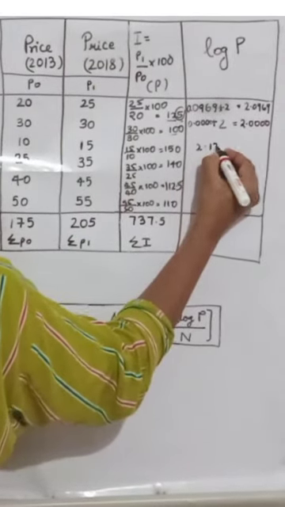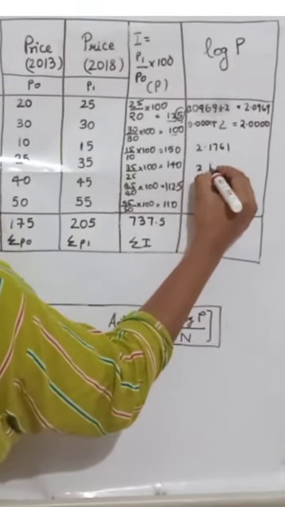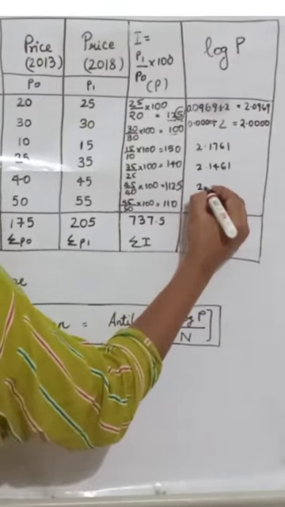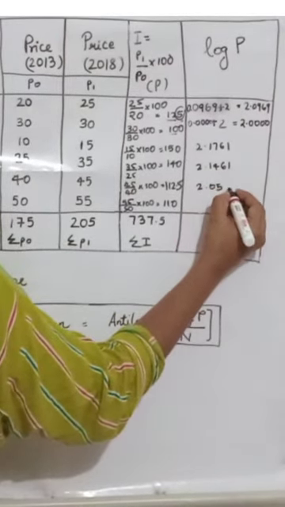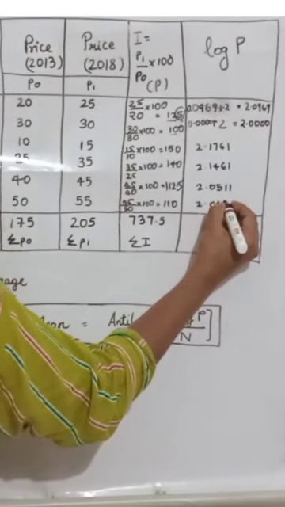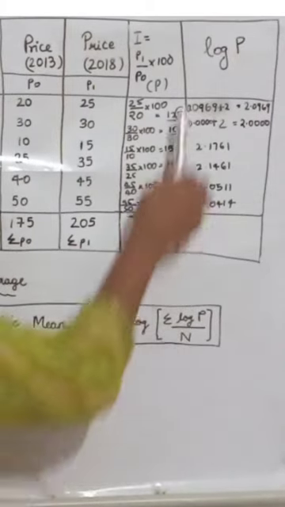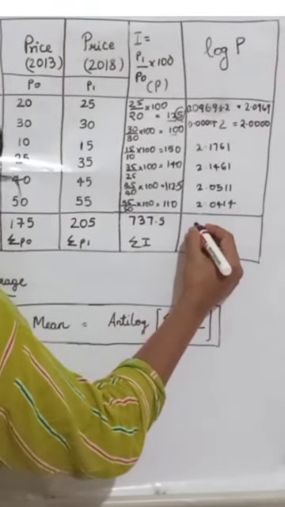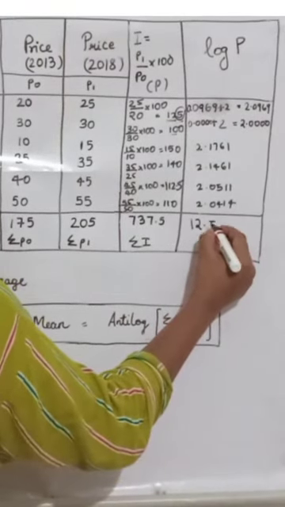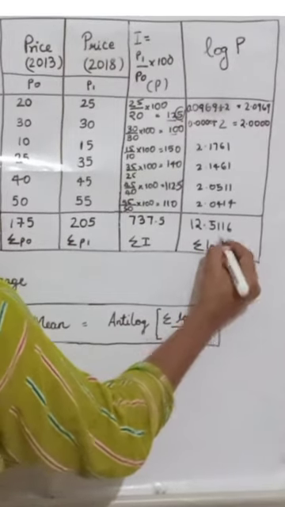2.1761, 2.1461, 2.11, 2.0414. We need the summation of log P. So let us add all of them and we will get it as 12.5116, the summation of log of P.